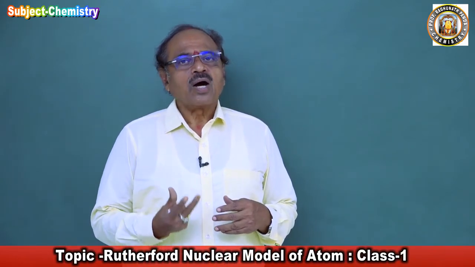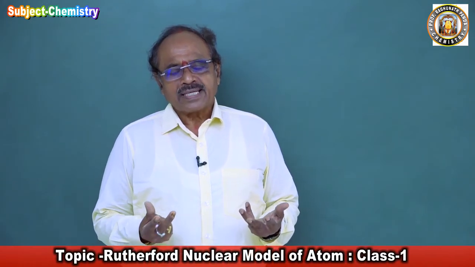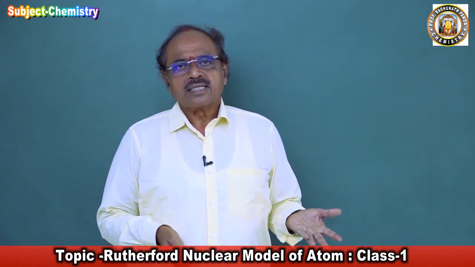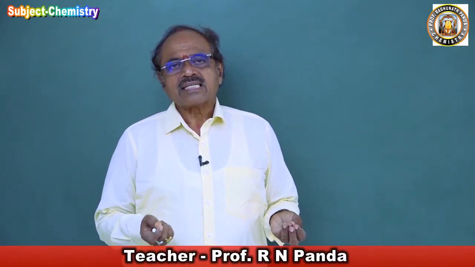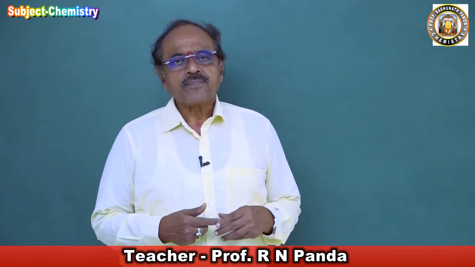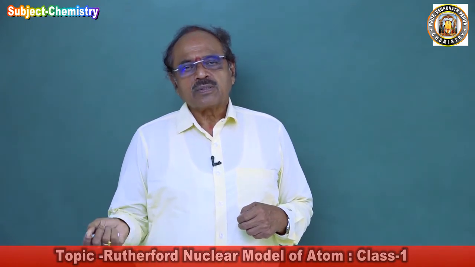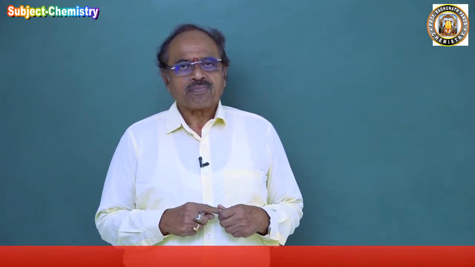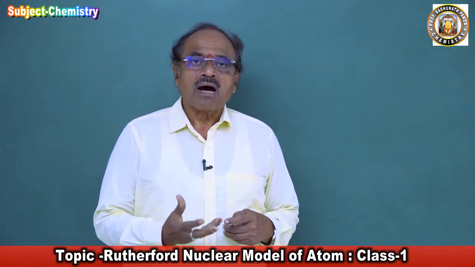Then the question comes: how is the atom? What is there? If the atom consists of two types of particles, the electron, negatively charged and having a very negligible mass, which is 1/1837 times the mass of a hydrogen atom, and the proton, a positively charged particle equal to the mass of the hydrogen atom, how are they inside the atom? So attempts were made by scientists to propose a model of the atom.